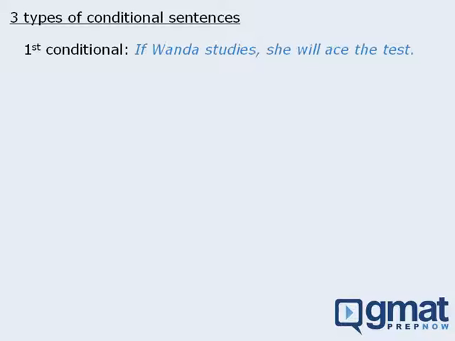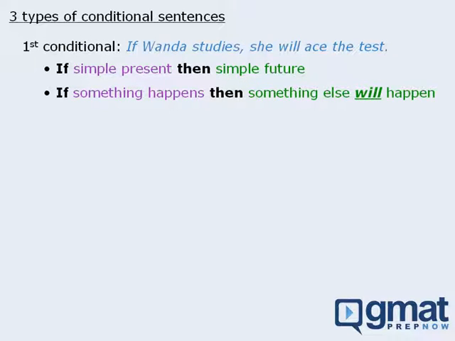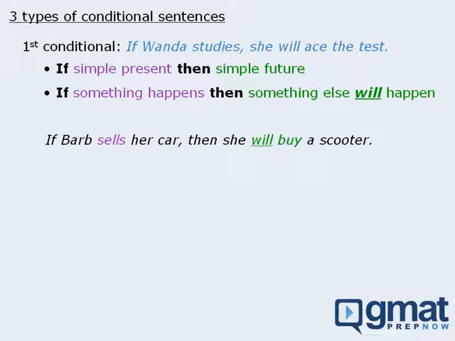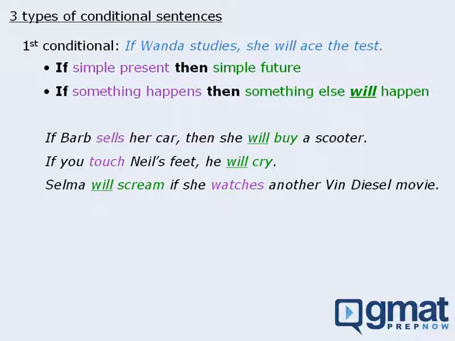Here the condition, or if part, is expressed in the simple present tense, and the result, or the then part, is expressed in the simple future tense. This is the tense that uses the word will. In other words, if something happens, then something else will happen. Here are some more examples of the first conditional. If Barb sells her car, then she will buy a scooter. If you touch Neil's feet, he will cry. And Selma will scream if she watches another Vin Diesel movie. Notice the structure here. If something in present simple tense happens, then something else will happen.